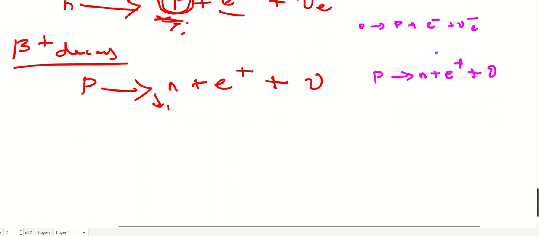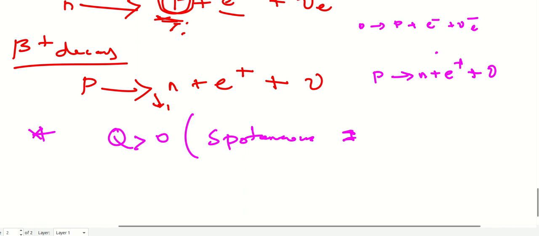Okay, emission of beta particle means Q is positive, greater than 0. Okay, so the condition for spontaneous emission of beta particle is Q greater than 0. Okay, beta particle can carry any amount of energy from 0 to Q. So that is the thing about that.